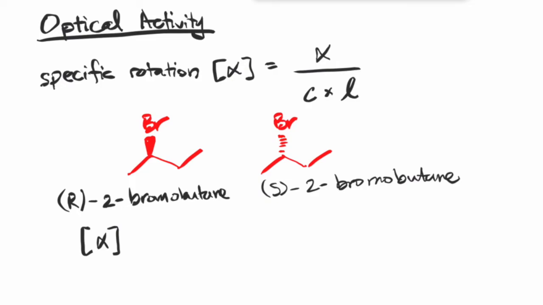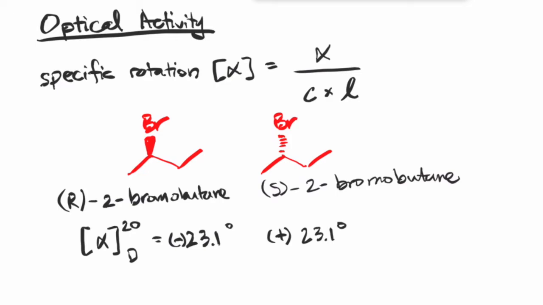So for example, if you see it written like this, that means it is recorded at a temperature of 20 degrees Celsius and with the light of the sodium D line. In any case, in this example, our R enantiomer gave a reading of negative 23.1 degrees. So because of that, what do you think our S should read? It should be equal but opposite, right? So it's going to be positive 23.1 degrees.